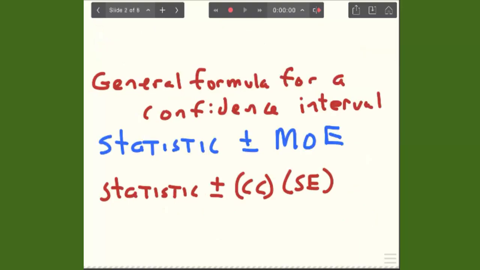Okay, so here is a general formula for a confidence interval. At the broadest level, it's just a statistic plus or minus a margin of error. You've seen that plenty of times when you see political polls. When they say someone is in a dead heat or within the margin of error, this is what they mean. They've computed a statistic and added and subtracted some margin of error.